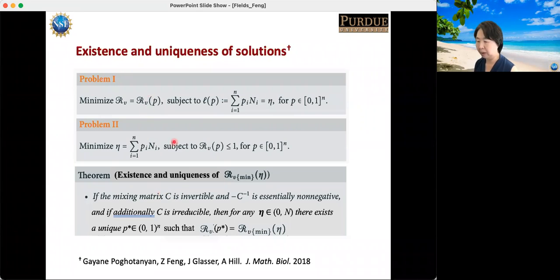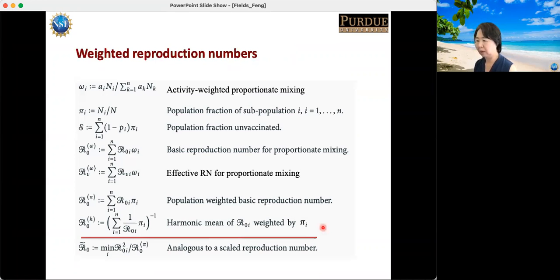considering two optimization problems. One is, given vaccine doses, minimize the reproduction number. The other is, you want to achieve a reproduction number less than 1 and find the smallest number of doses needed. Under certain conditions on the mixing matrix, such as being essentially non-negative or irreducible and so on, you can show that you have the existence and uniqueness of the solution, which actually is the gradient direction as we noticed earlier.